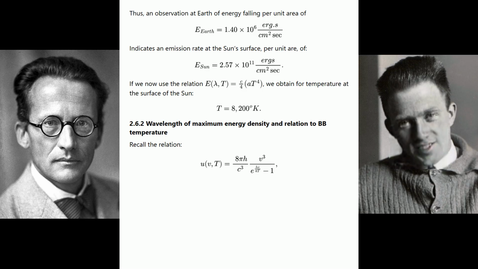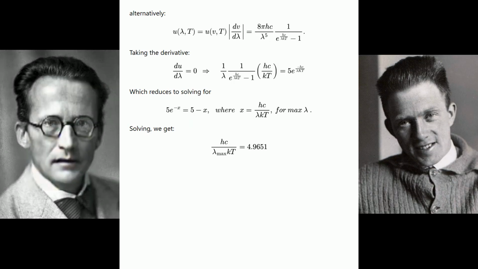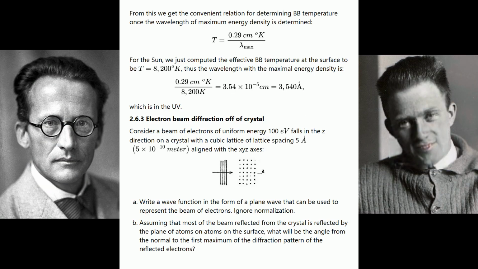2.6.2 Wavelength of maximum energy density and relation to blackbody temperature. Recall the relation, see the next equation. Alternatively, see the equation. Taking the derivative, see the next equation, which reduces to solving for, see the equation. Solving, we get, see the next equation. From this we get the convenient relation for determining blackbody temperature once the wavelength of maximum energy density is determined.